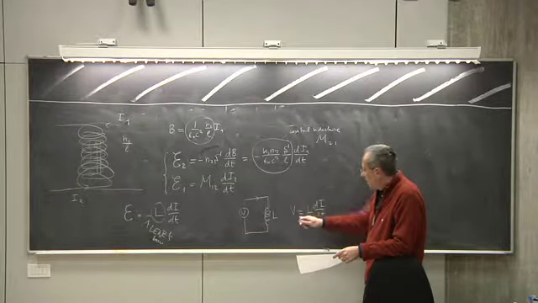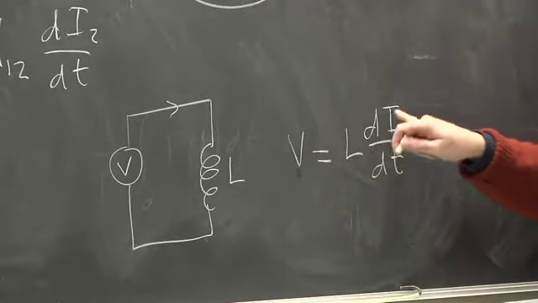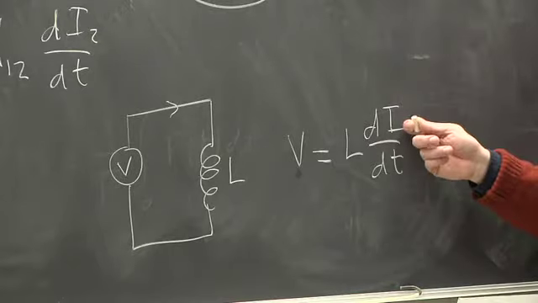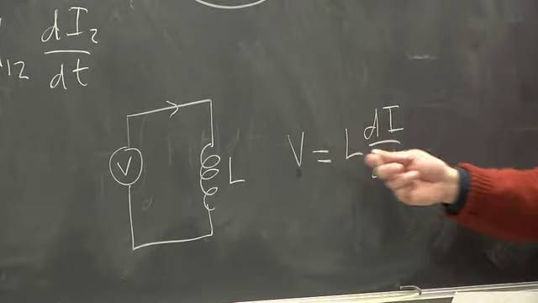You see, if you think of the potential as a force, the current is like the velocity. So this is like an acceleration. This is like a mass. So this looks like Newton's law.